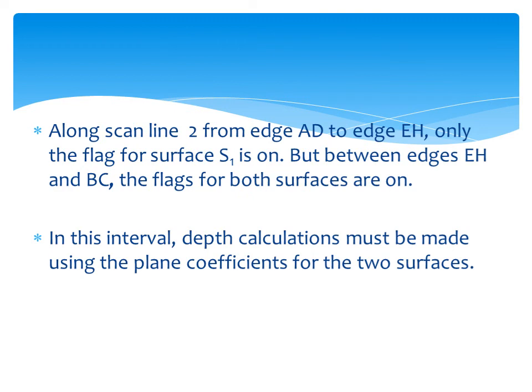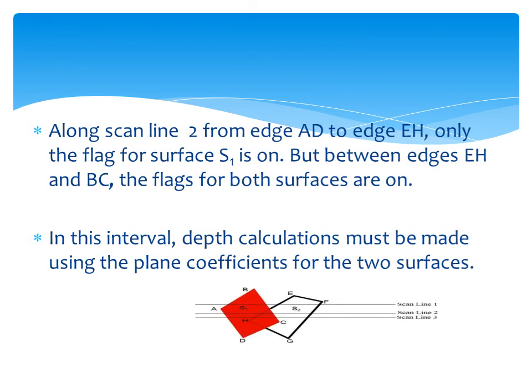For scanline 2, active edges are AD, EH, BC, FG. Between edges AD and FG, no overlapping. In this case, the flag for surface S1 is on. But between edges EH and BC, the flags for both surfaces are on. So in this case, overlapping occurred. So the depth calculation must be made using the plane coefficients for the two surfaces.